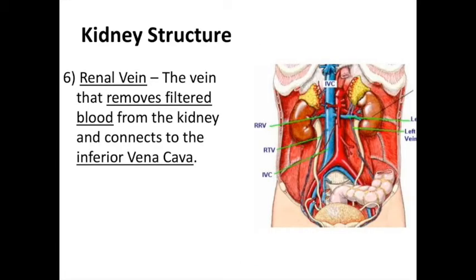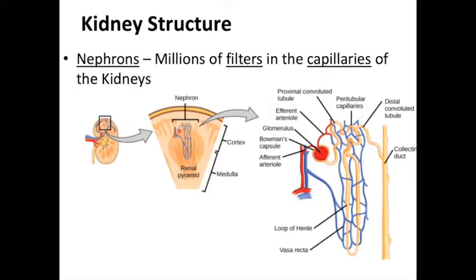The renal vein, shown here in blue, is going to remove now cleaned, filtered blood from the kidney, and it's going to go right to the inferior vena cava, which is one of the largest veins in your body. The aorta is coming from your heart. The inferior vena cava is going back to your heart. So these are direct connections to your heart. So kidneys are kind of a big deal.